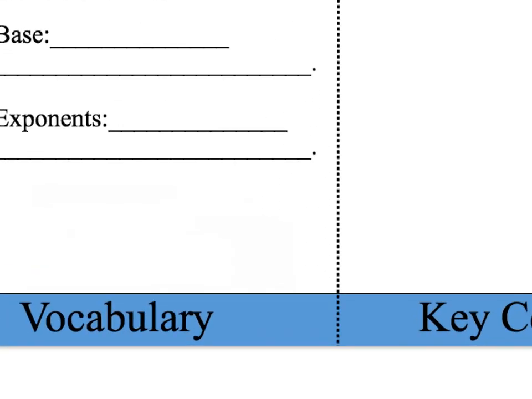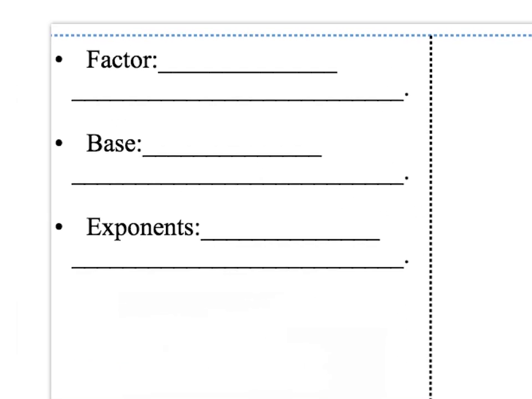So let's go ahead and talk about some of the vocabulary words. Our first vocabulary word is called factor. And factors are numbers you multiply to get a product. So for example, 2 times 3 are factors of 6.